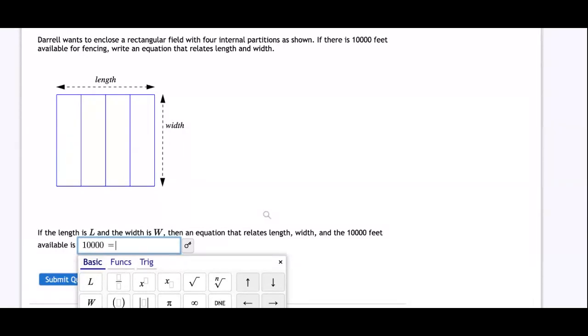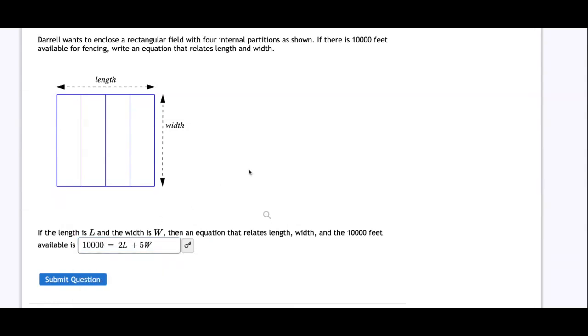So 10,000 equals, for length, we have 2, right? We'll have top and bottom. So the 2 lengths, let's use 2L to represent. Length use L, width use W. How many W's do we have? 1, 2, 3, 4, 5. 5W. That's it, right? So that equation relates the length and width and the 10,000 available fencing.